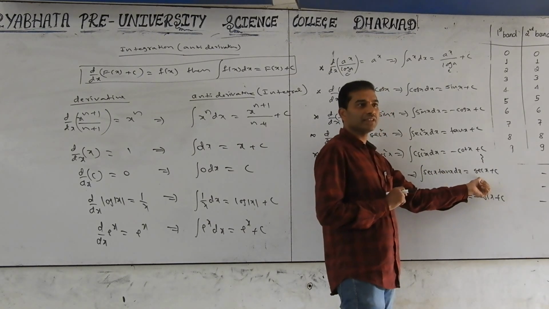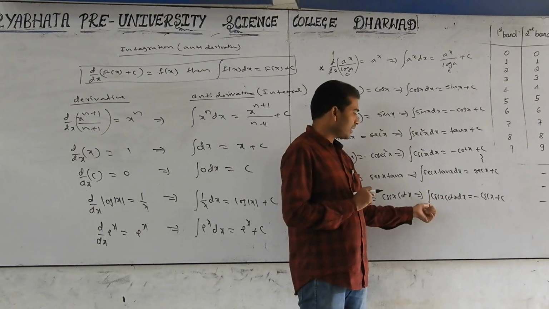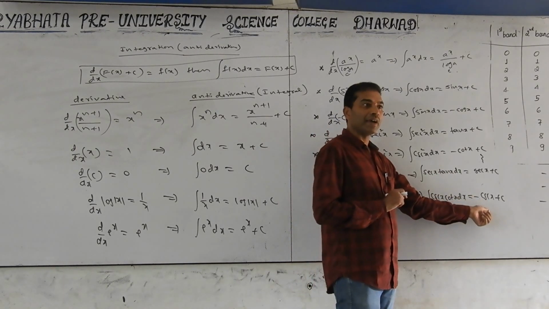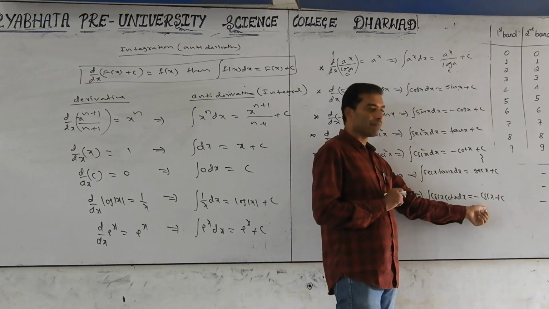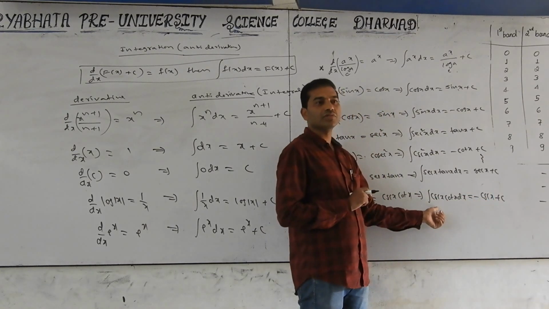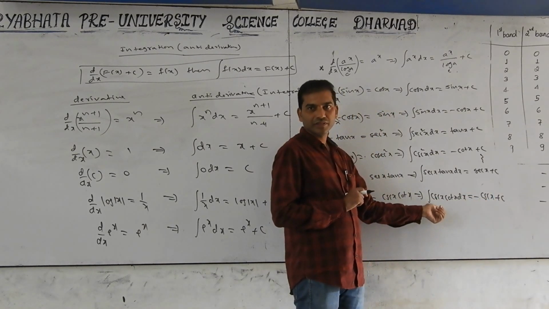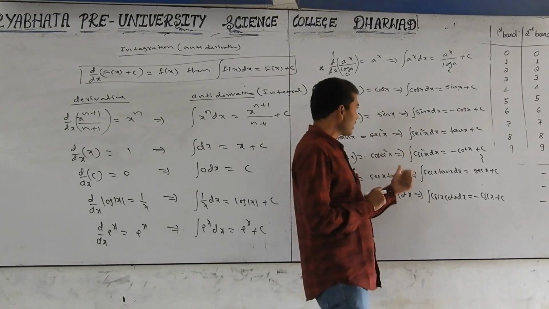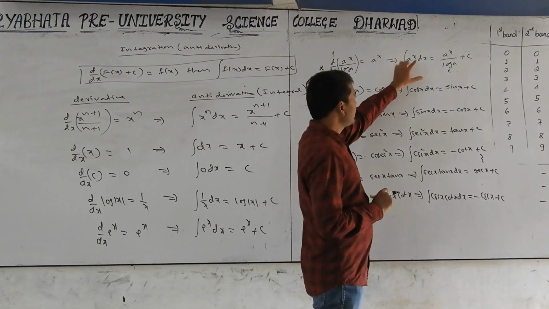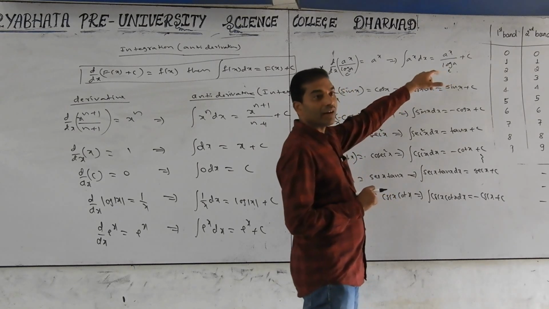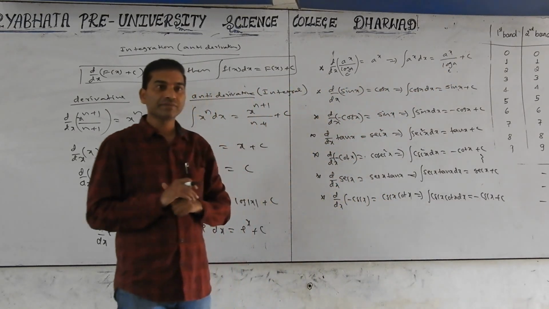The differentiation of sec x is sec x into tan x. Integration of cosec x cot x equal to minus cosec x. So derivative of minus cosec x is cosec x into cot x. Are you following? So these are standard formulas. A raised to x differentiation, a raised to x into log a, integration, a raised to x by log a.